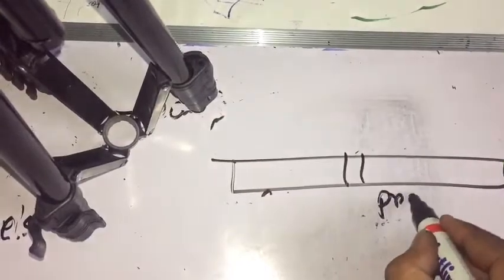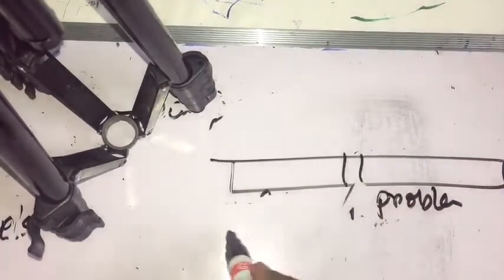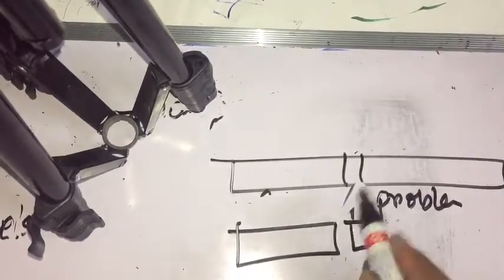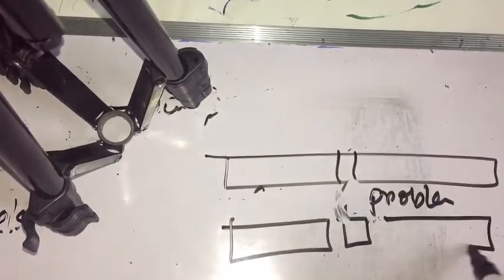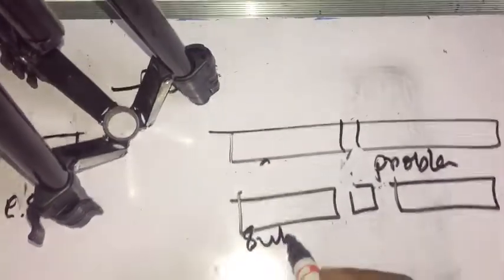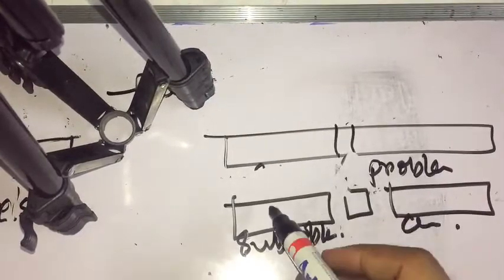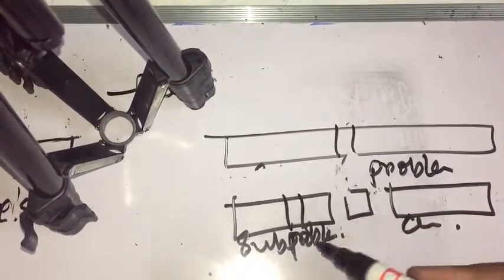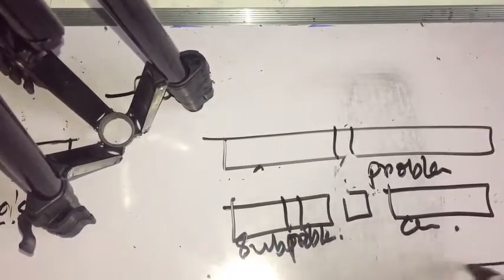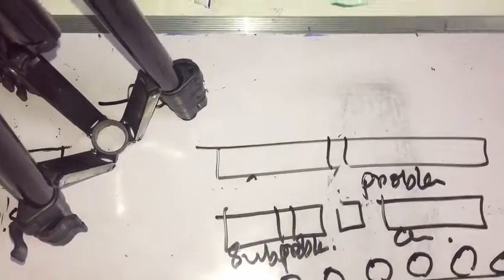Suppose this is the main problem. First of all, divide the problem at the mid value, and the next, this is another problem. This is the mid value, and this is another problem. The real problem and the sub problems are originally the same. Then divide again until the problem is solved, and then finally combine the result. So this is the binary searching technique.